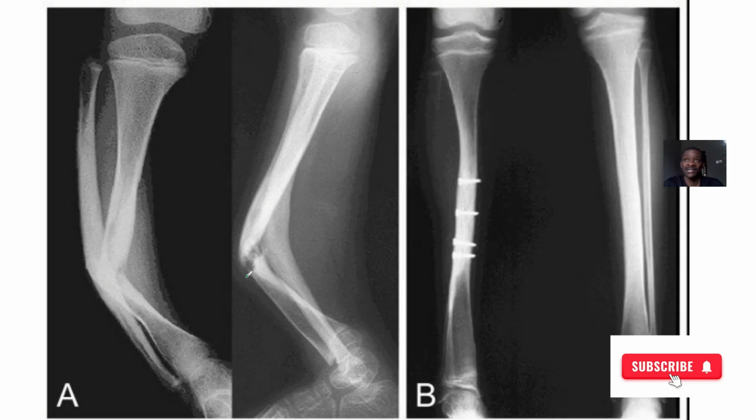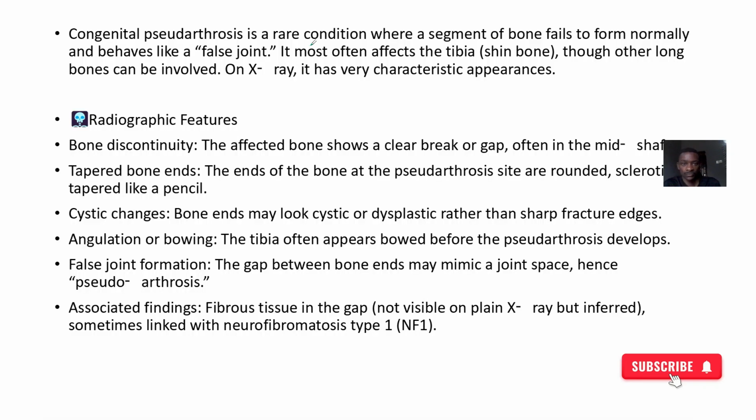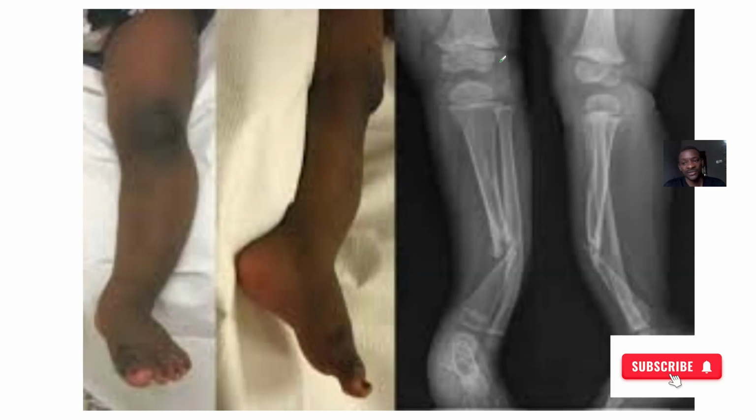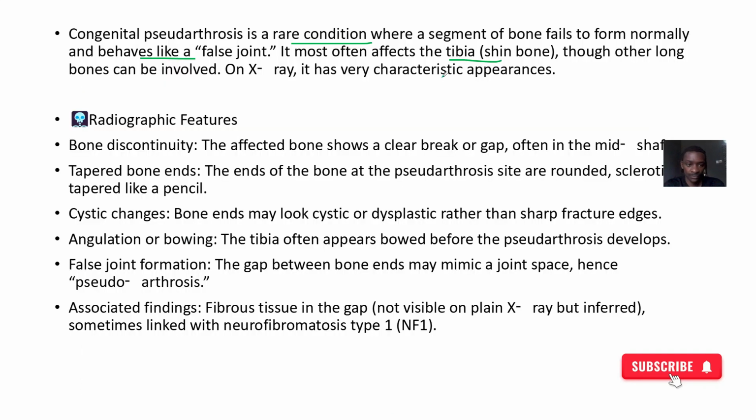So congenital meaning you're actually born with this condition. Okay, so you should know that it's a rare condition, and this is where a segment of the bone is failing to form normally. So you are having something like a false joint. So it most often affects the tibia, that's a shin bone, though other bones can also be affected. Okay, and of course the patient will always have some other associated issues.